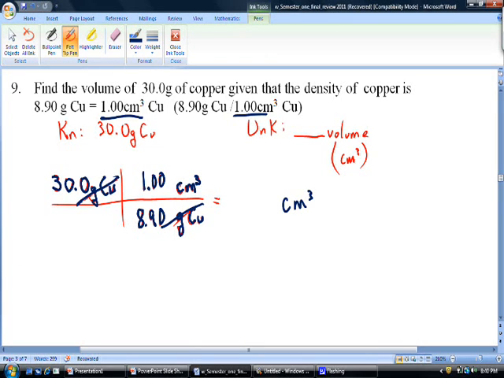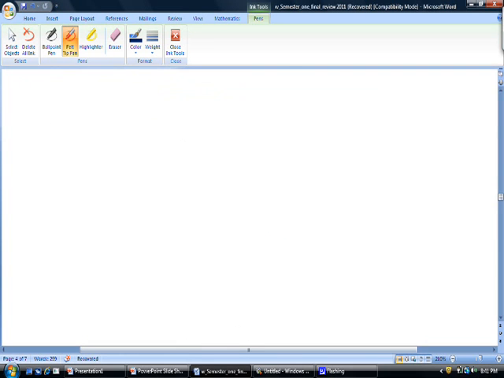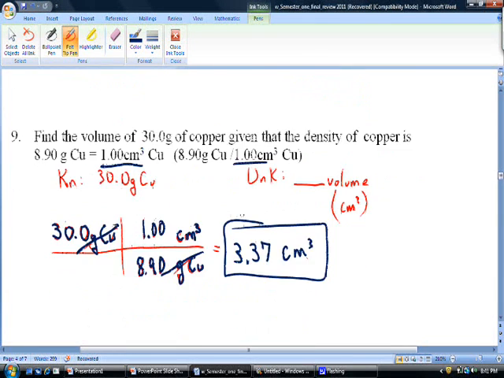So what is that? Let's see, calculator, 30 divided by 8.9, and I'm getting 3.37 as the volume of that 30 grams of copper. And is that it? Is number 9 the end? This looks blank. Wow, I think you're done.